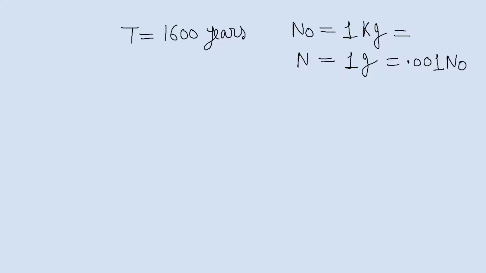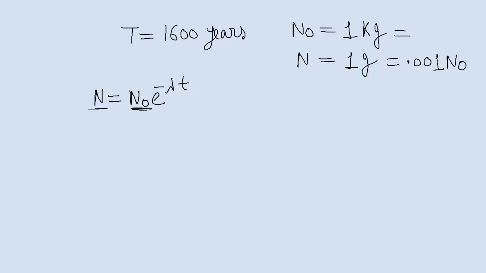Now we have the exponential decay equation, which is N equals N0 e to the power minus lambda T. This time interval T we have to find out. We know N, we know N0. N is the reduced value of the substance, N0 is the initial value of the substance, and lambda is the decay constant. We don't know the decay constant lambda.